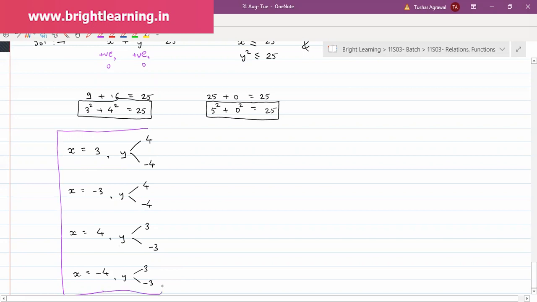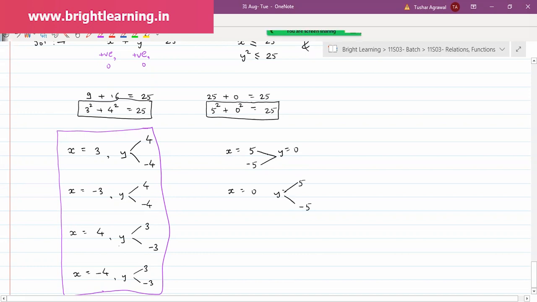This is not the final answer. This is the 8 ordered pairs. 3 comma 4, 3 comma minus 4. But when you're taking 3 comma 4, 4 comma 3 is also another pair. 3 comma 4 and 4 comma 3, they are totally different. We are talking about ordered pairs. They are not the same. 25 and 0, if I come over here, x equals 5 if you take, y will be 0. X equals minus 5 you take, y will be 0. And there is no such thing as plus 0 and minus 0. X equal to 0 if you take, y will be equal to either 5, or you can take y equal to minus 5. So here there are 4 ordered pairs.